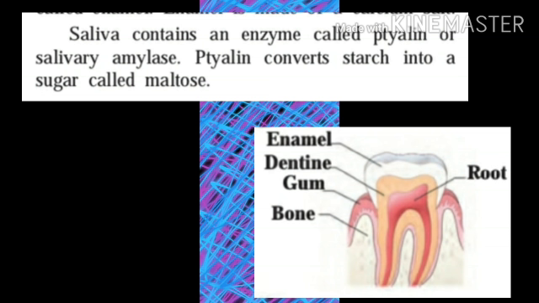Saliva contains an enzyme. Enzyme means a substance secreted in the body of an organism which brings about a specific chemical reaction. That enzyme is called ptyalin. Ptyalin is otherwise known as salivary amylase. Ptyalin converts starch into a sugar called maltose. That starch is converted to sugar called maltose.